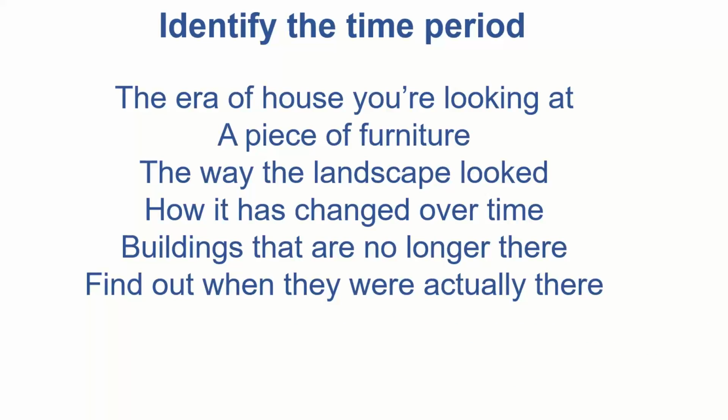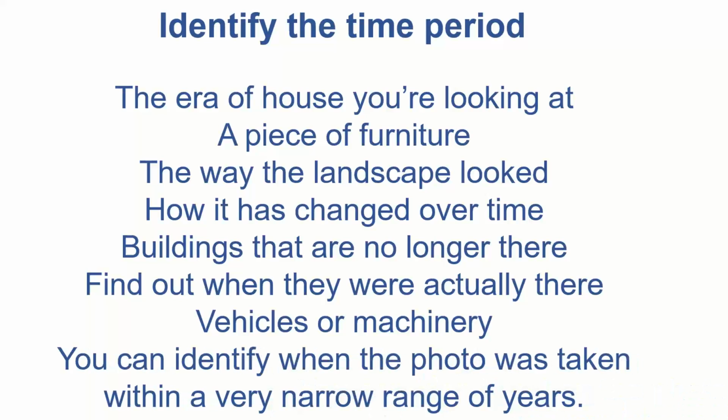Another thing that can help you is, are there vehicles or machinery in there? Cars have changed over the years pretty consistently, unless you're in Germany and Volkswagens look the same for 50 years. But if there's a vehicle or a piece of machinery, is it modern machinery, old machinery? Is it a piece of horse-drawn machinery? You can identify when the photo was taken within a very narrow range.